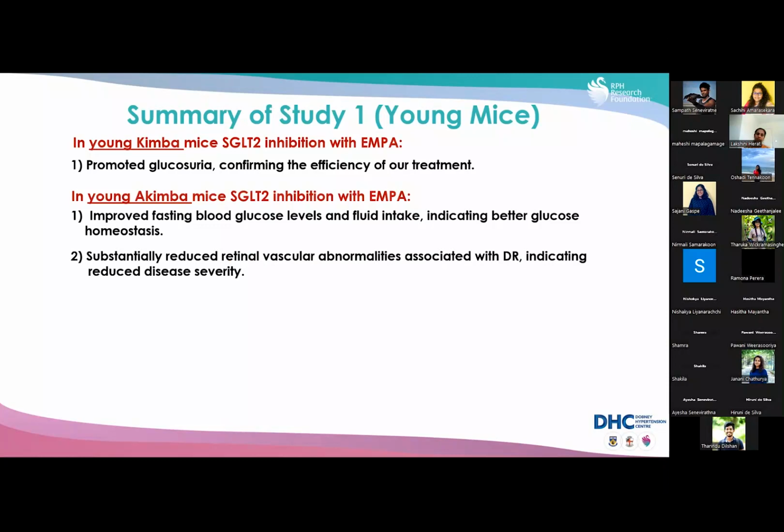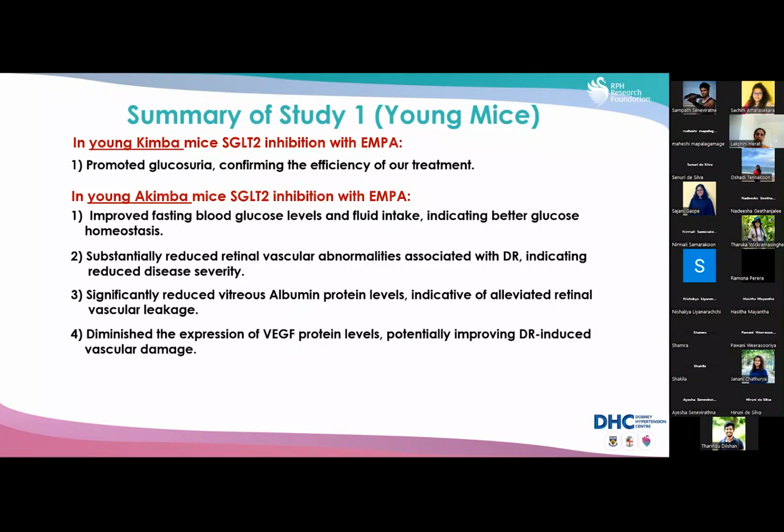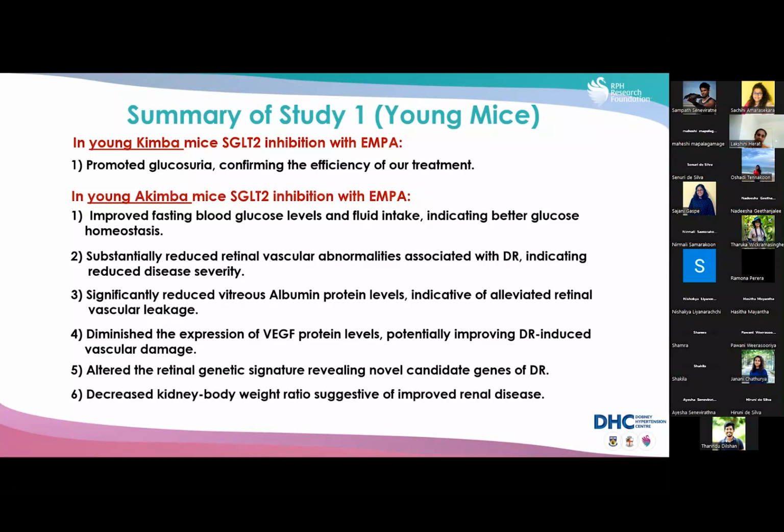Secondly, it substantially reduced retinal vascular abnormalities associated with diabetic retinopathy, indicating a reduced disease severity in these animals, and significantly reduced vitreous albumin protein levels, indicating alleviated retinal vascular leakage in these mice. It also diminished the expression of the vascular endothelial growth factor protein levels, potentially improving diabetic retinopathy-induced vascular damage, and altered the retinal genetic signature, revealing novel candidate genes of diabetic retinopathy. And lastly, it decreased kidney body weight ratios, which was suggestive of improved renal disease in these animals, starting at an earlier age.